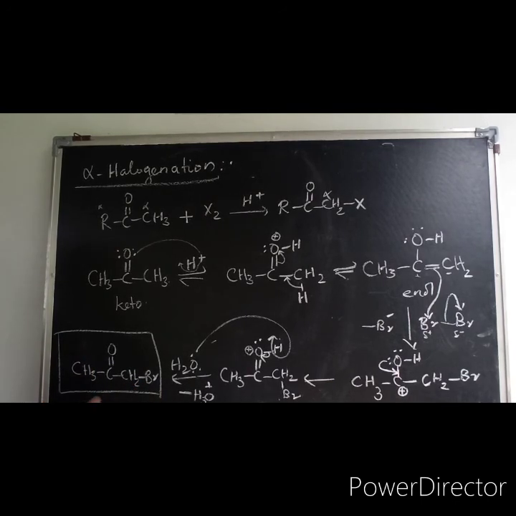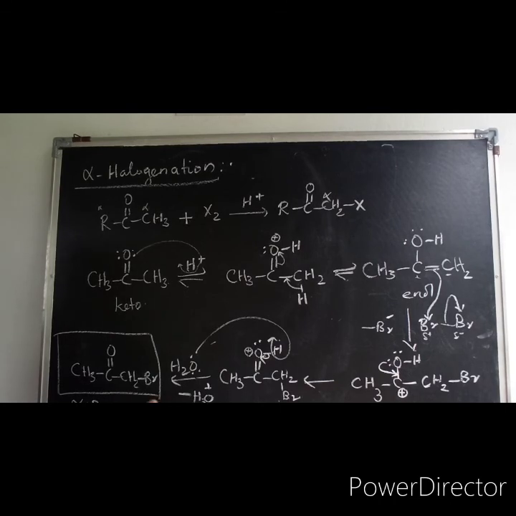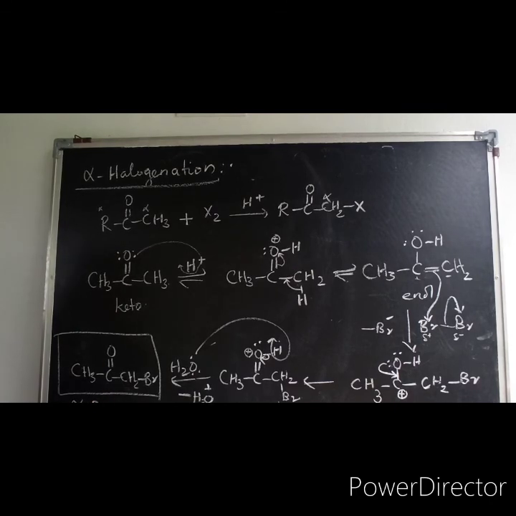So this is called alpha bromination. Alpha bromination of acetone. So the alpha position, the carbon alpha with respect to the carbonyl group, got substituted by bromine because of the help of the enolization.